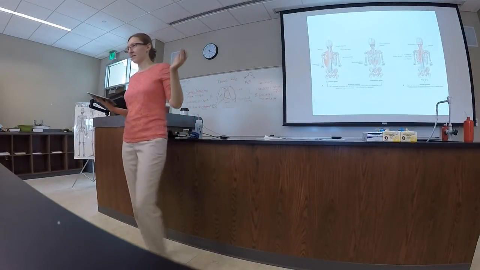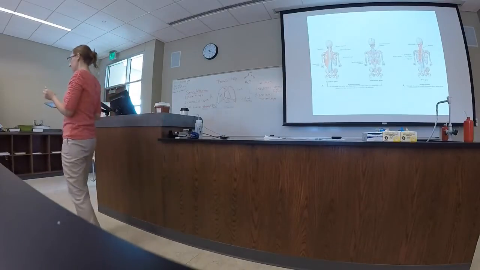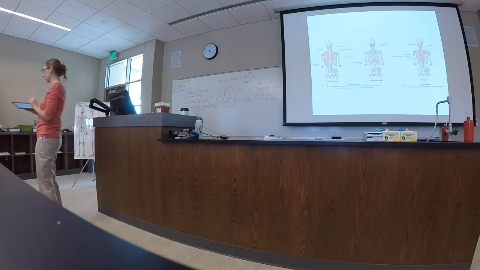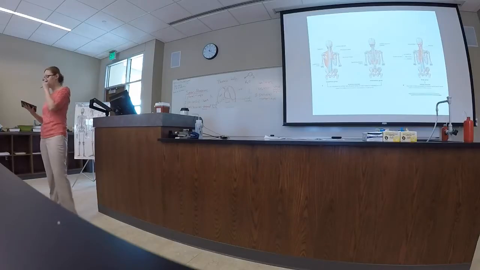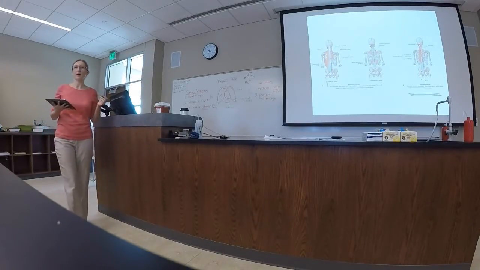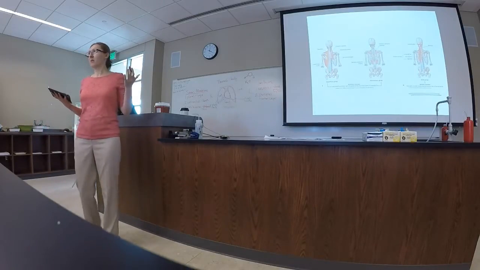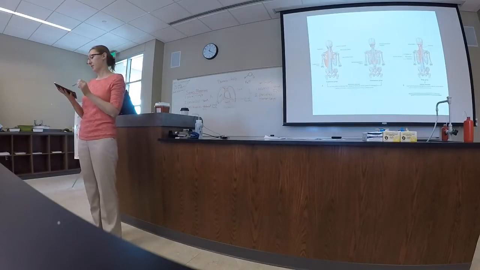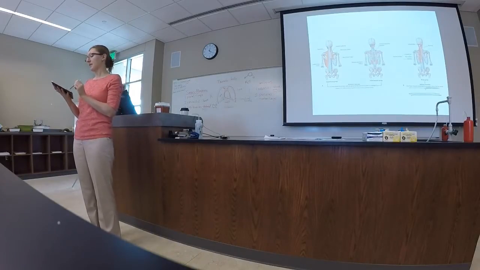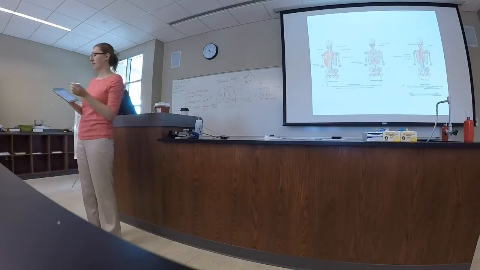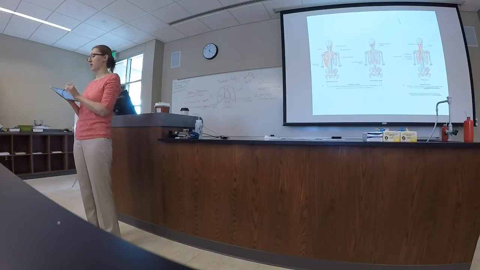Okay, so then we've got the next layer, which is the muscles. And so we've got several different layers. We've got a deep layer of muscles. They're the intrinsic muscles, innervated by the posterior rami, or branches of the spinal nerves. And these are predominantly responsible for posture maintenance.